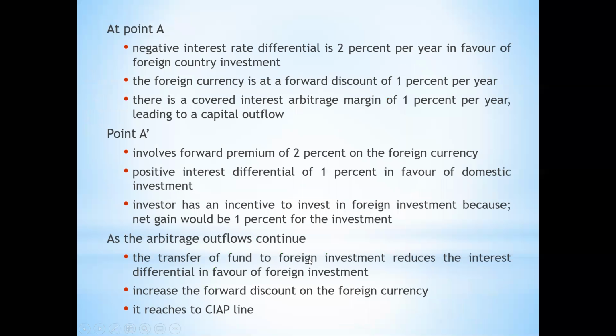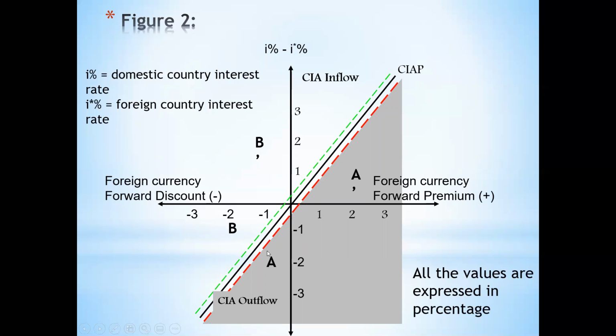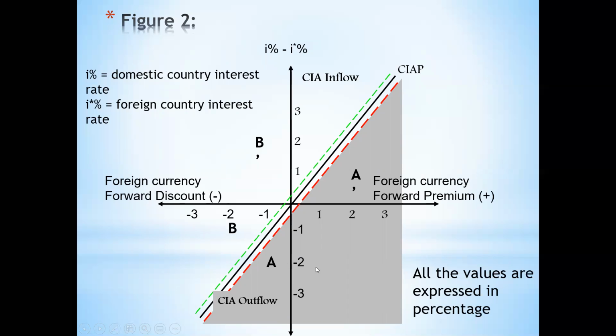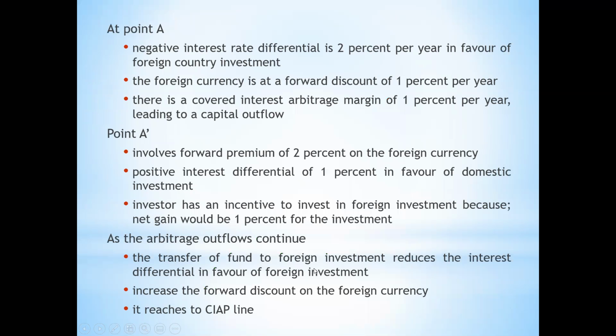What happens if this process continue? As the arbitrage outflow continue, I am referring this point A, right? If arbitrage outflow continue, the transfer of fund to foreign investment reduce the interest difference in favor of foreign investment. Then the foreign investment demand getting high. As a result of that, foreign interest rate going down. Therefore, the interest rate difference in favor of foreign investment now getting decline, right? As well as increase the forward discount of foreign currency.